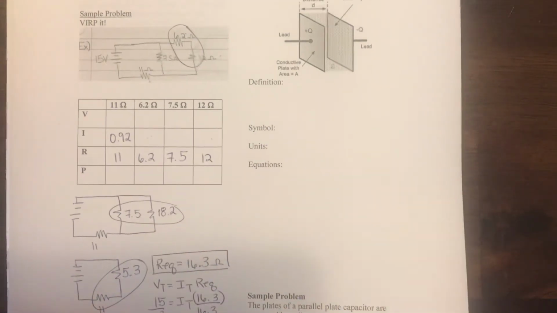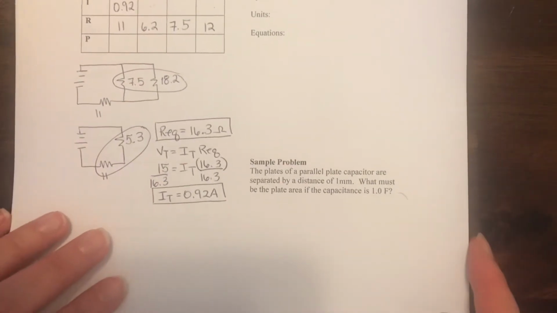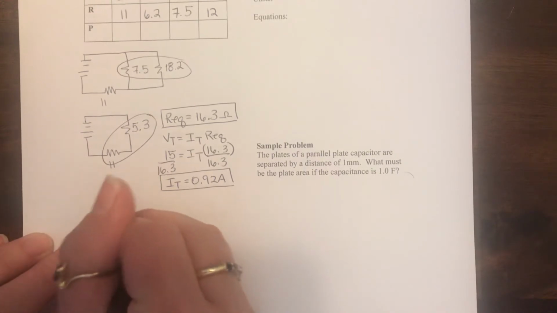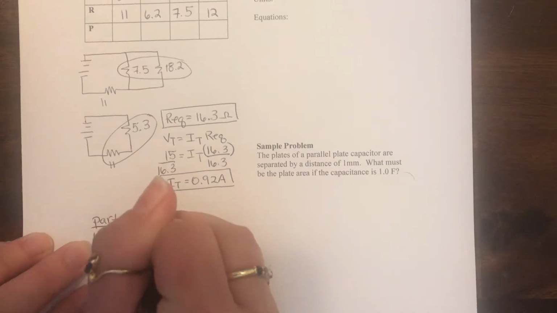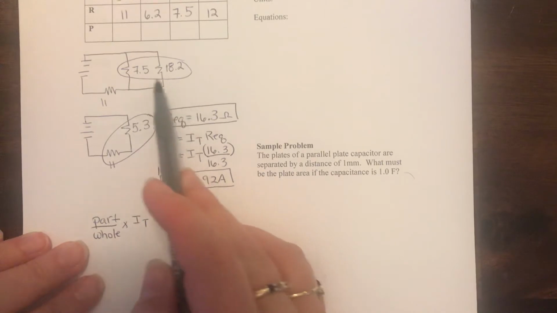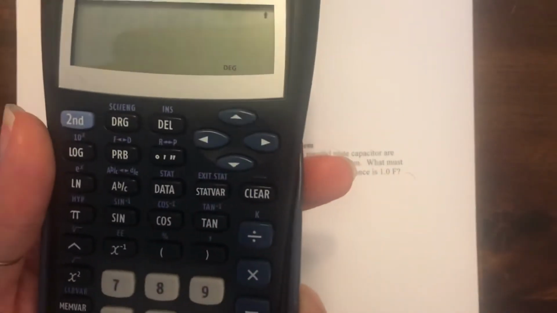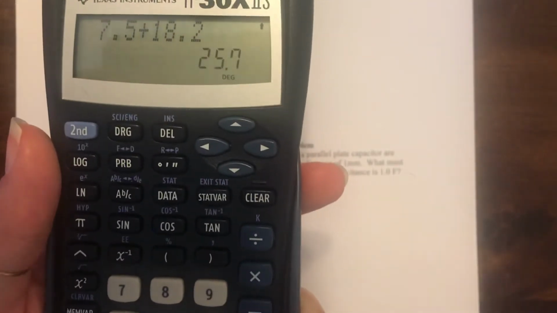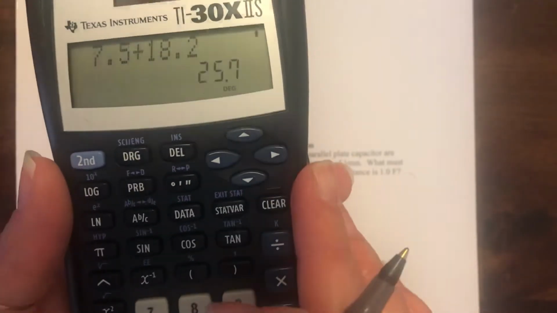Now how do I figure out what proportion each resistor gets? Well, I divide the current. So for each one of these, I'm going to do part over whole times IT. Okay, so let's first figure out the whole. What is 7.5 plus 18.2? It's late, and I don't know off the top of my head. I'm sure you were all yelling at me. It is 25.7.